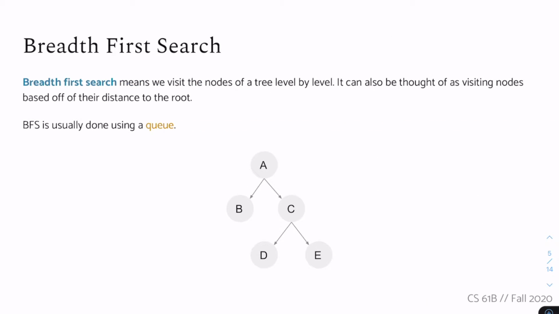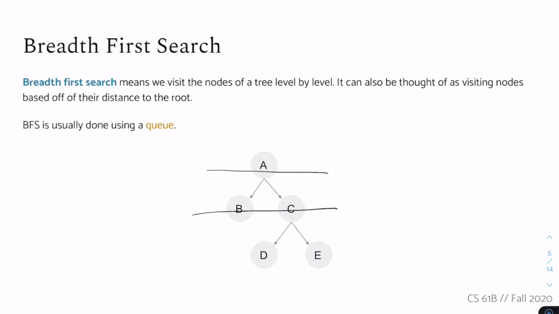So how do you move around a tree? How do you figure out what items are in a tree? There's two main types of search we use when it comes to a tree. The first is called breadth-first search. Breadth-first search basically means that we visit the nodes in a tree level by level. So we basically go level 1, level 2, level 3, from left to right.